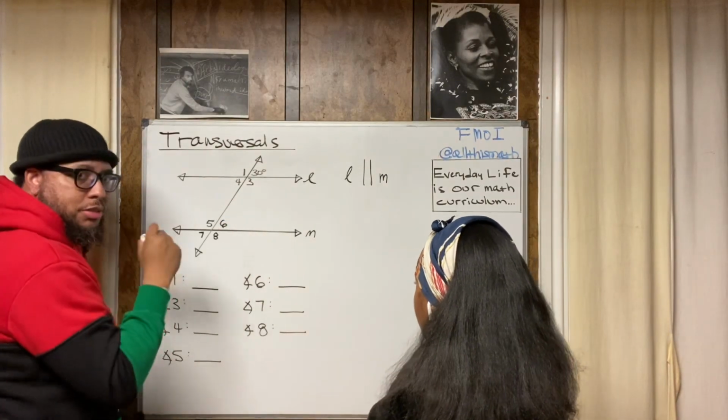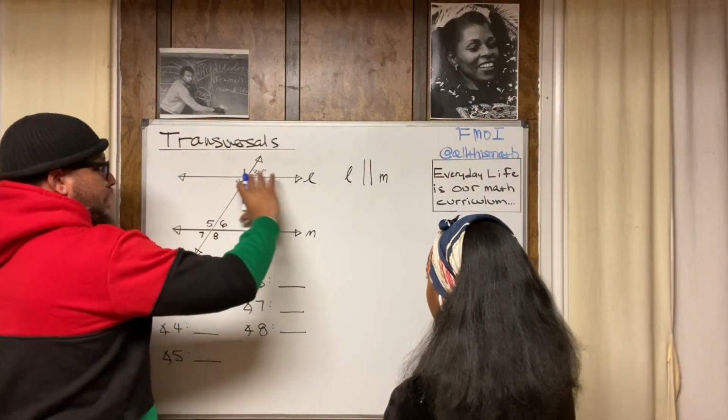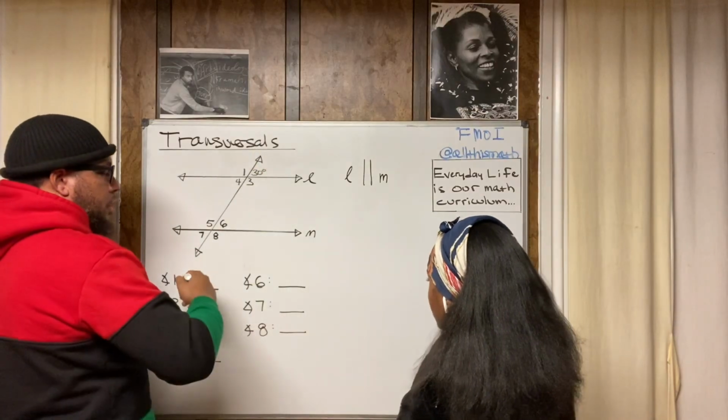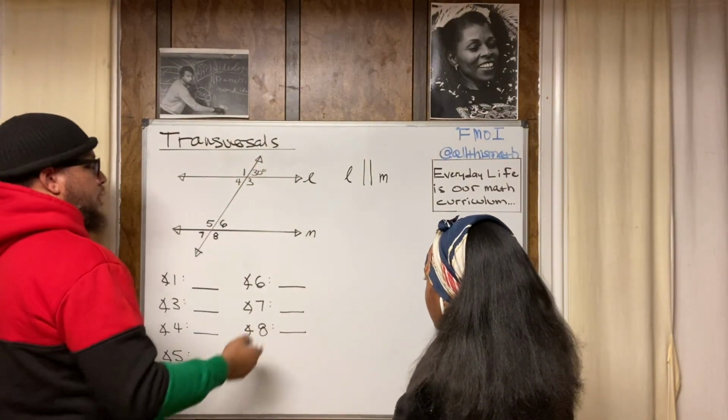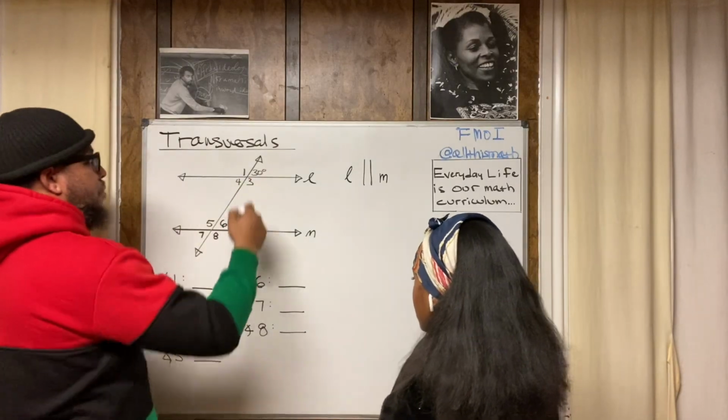All right, so we're about to get into some geometry. And there are rules. When you have parallel lines and a transversal, there are rules that indicate to us what the measurement of the angles will be. All right, so dig this.